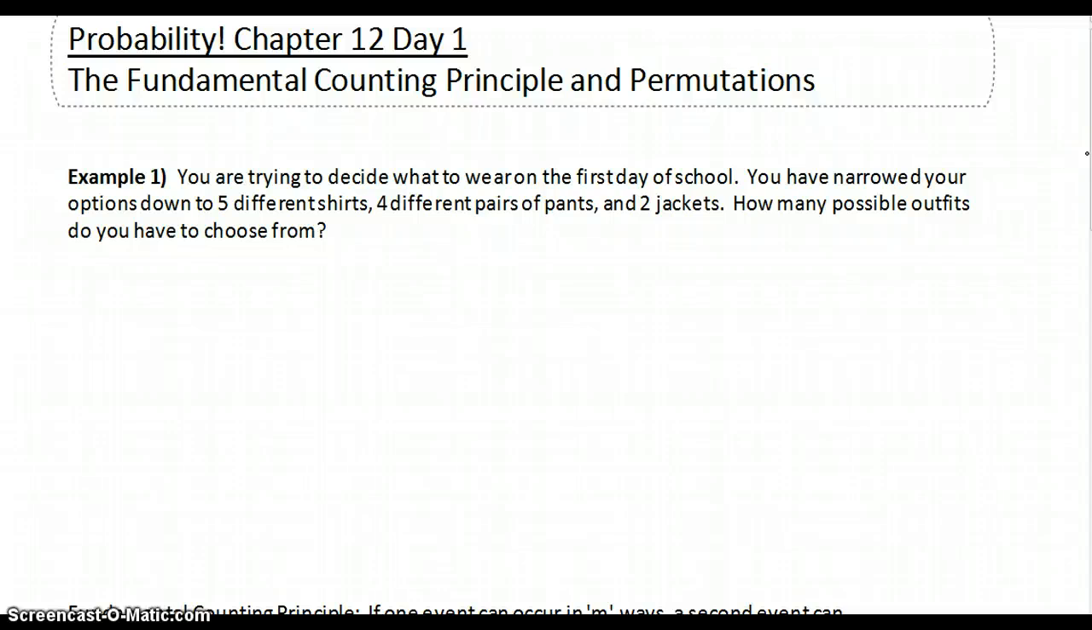If you did not print out the note sheet from Edmodo, then just make sure you pause the video every so often so that you can write down these problems, because there's no point in writing down the answers unless you have the problem there too. So make sure you pause the video.